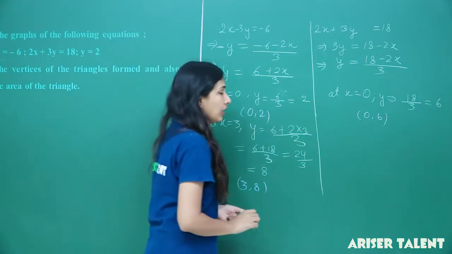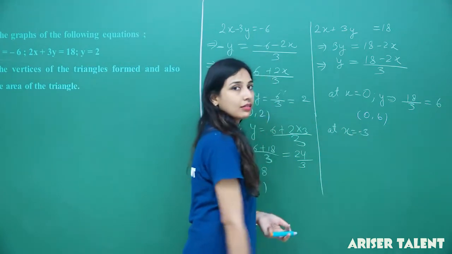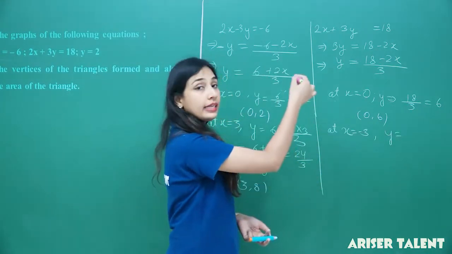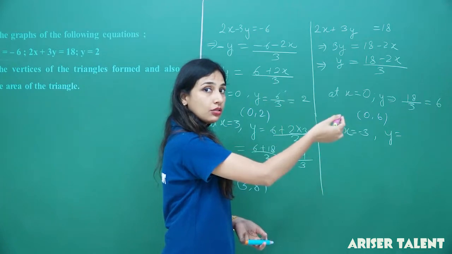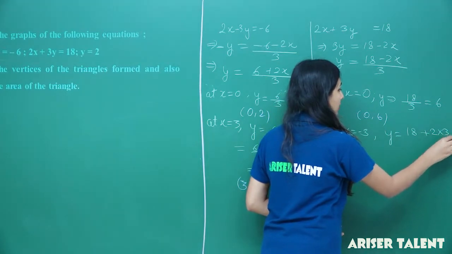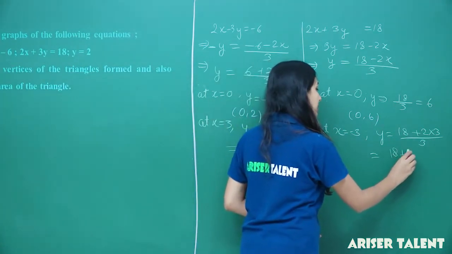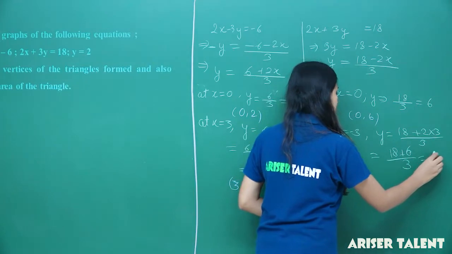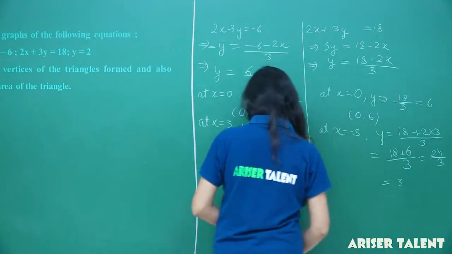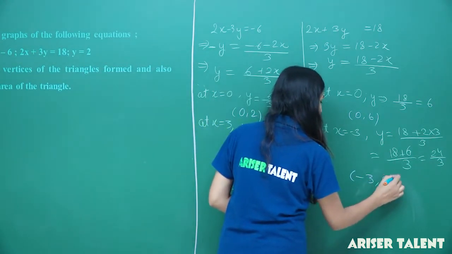Okay, come this side. Just take this at minus 3. At minus 3, y will be equal to 18 minus minus 3, 2 multiplied by 3. 18 plus 2 multiplied by 3 by 3. Okay, so that will be 18 plus 6 by 3. That will be again 24 by 3, that will be 8. Here the points will be minus 3 and 8.